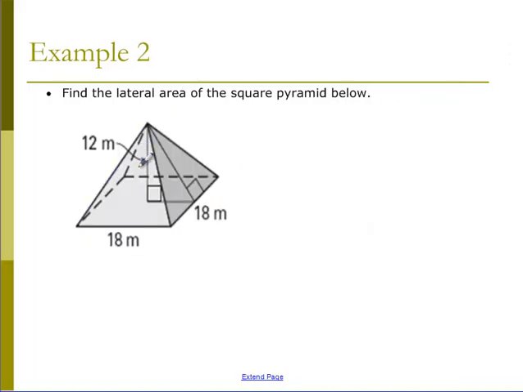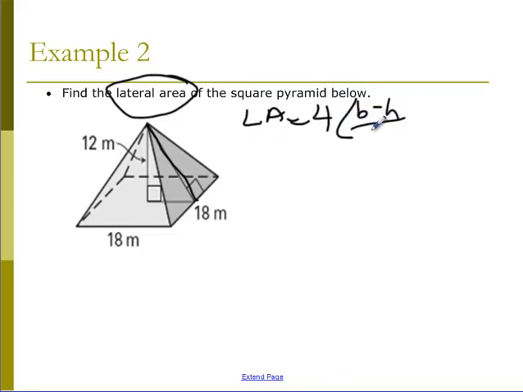Next one, we're given the height going straight up and down. That's going to help us find our slant height. We need this slant height to be able to find the height of those triangles, to be able to find the area of those triangles. The question here is just asking for lateral area, so the 18 times 18 for the base is not going to be necessary here. 4 times base times height divided by 2. Let's change that minus sign to a multiplier. So 4 times the base. Base of each triangle is 18. The height of each triangle is the hypotenuse of this right triangle.